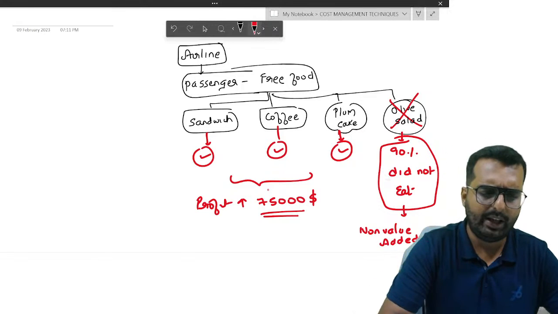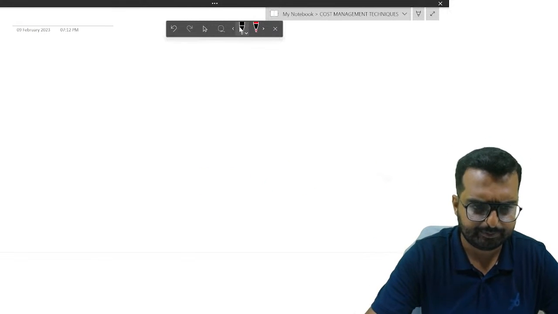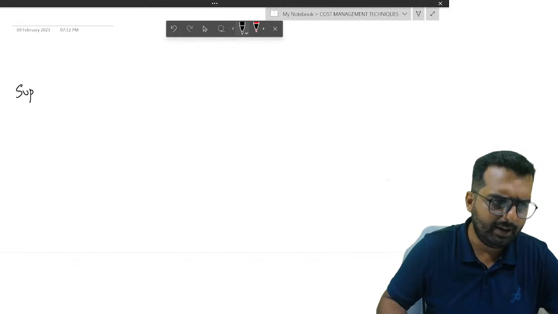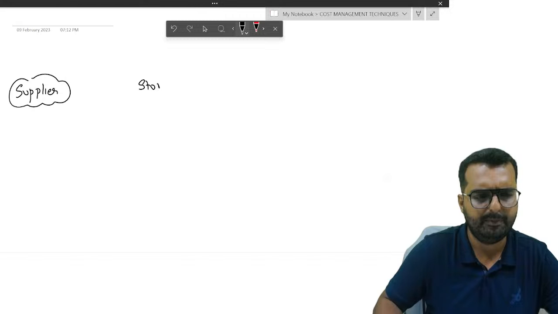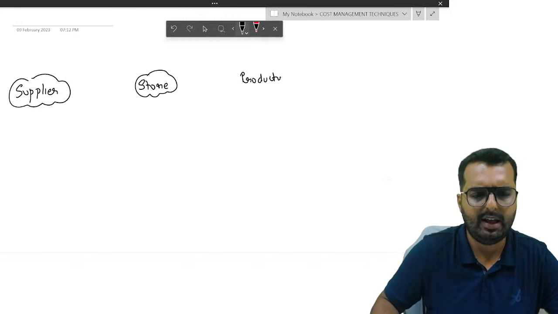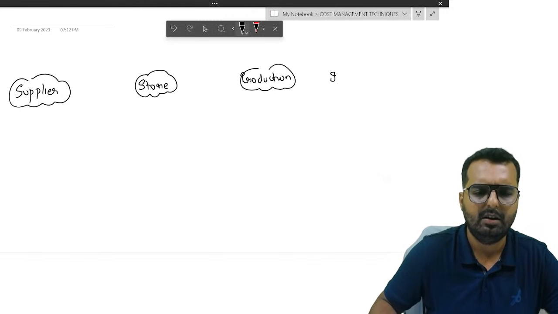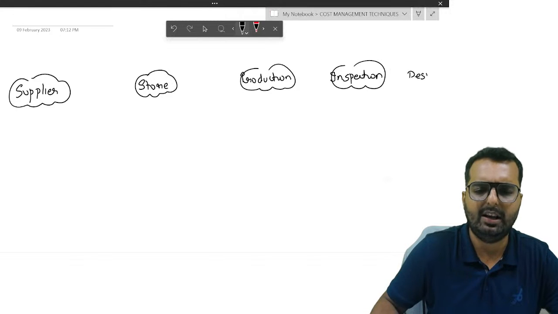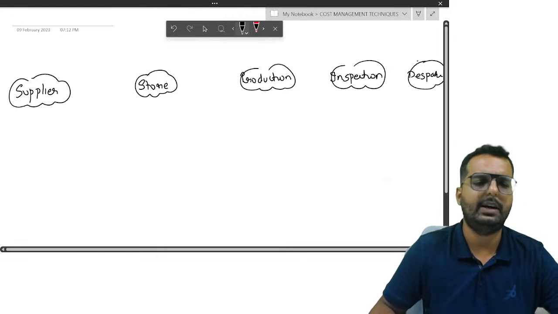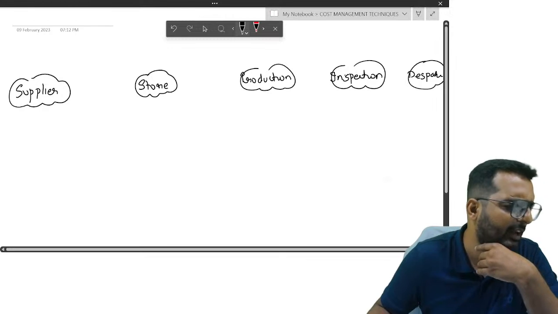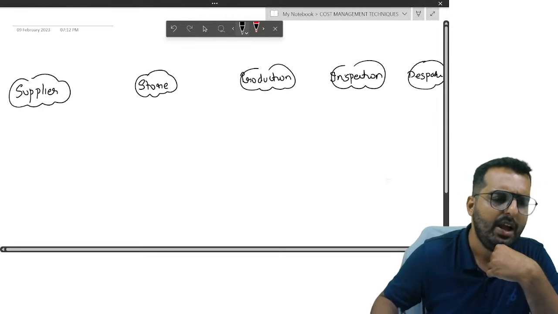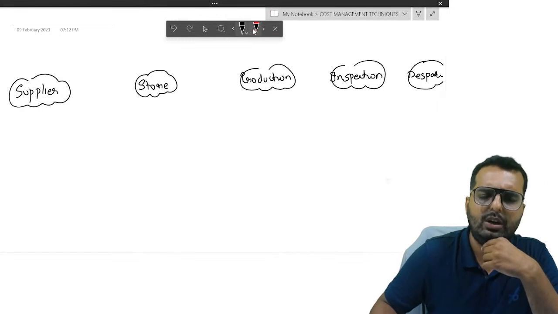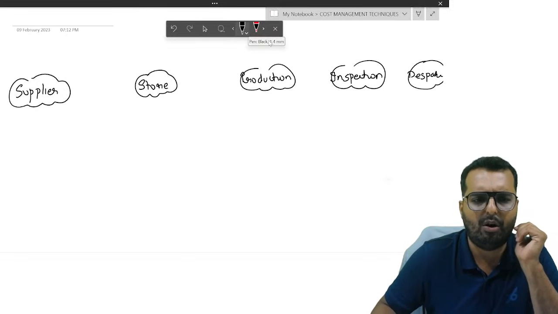I can give you one more example of Tata Steel. Normally, every company, what will they have? They will have a supplier, they will have a store, they will have production, then they will have an inspection department, and finally they will have a dispatch department also. I think I taught you this when I was doing strategic analysis. Okay, so what they did was, actually, why is a store kept? To keep the raw material.